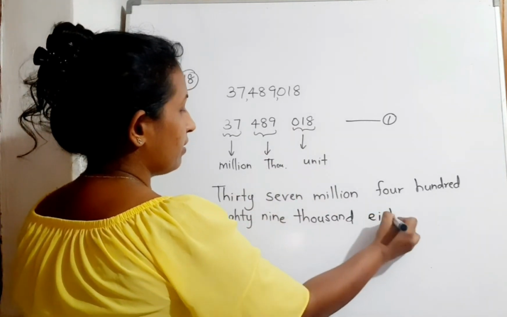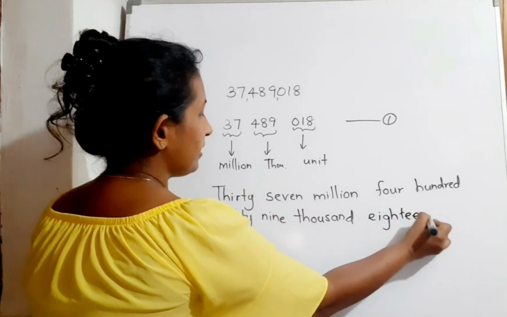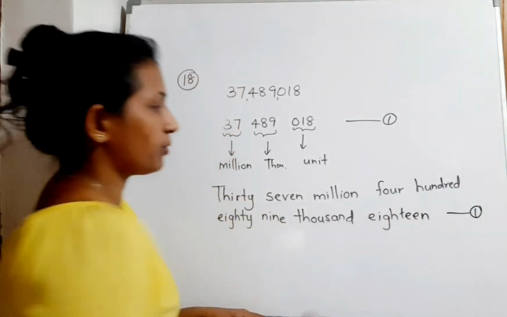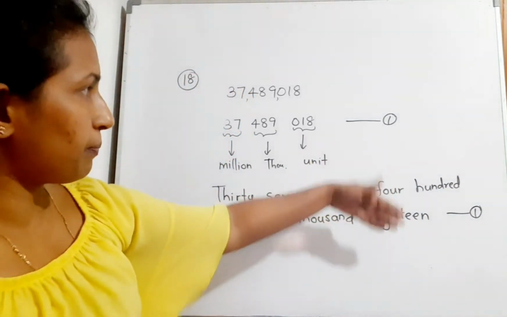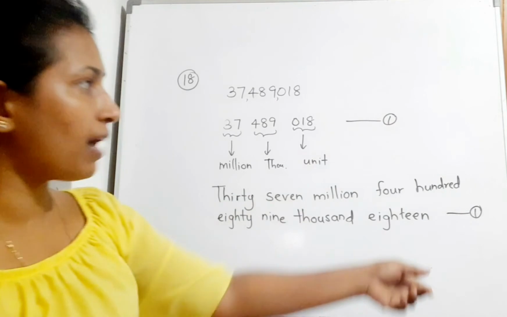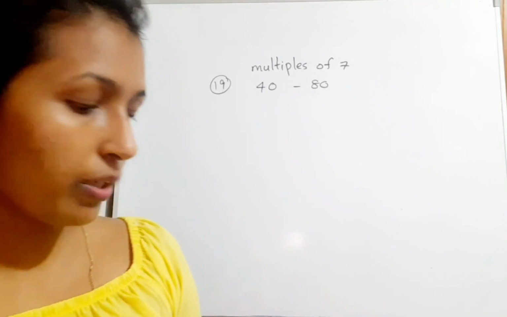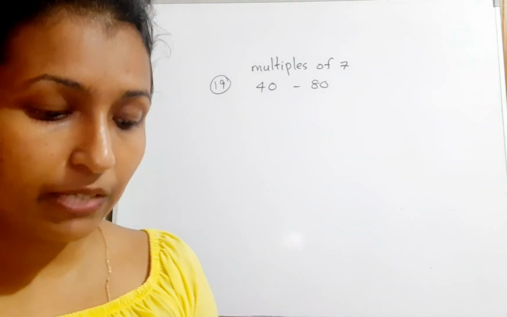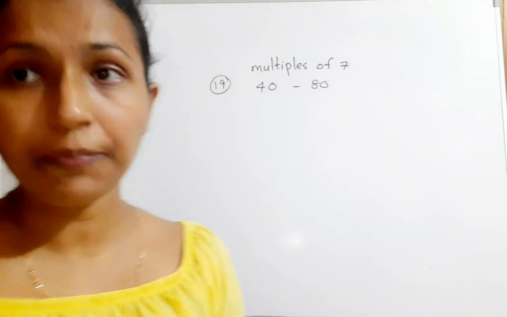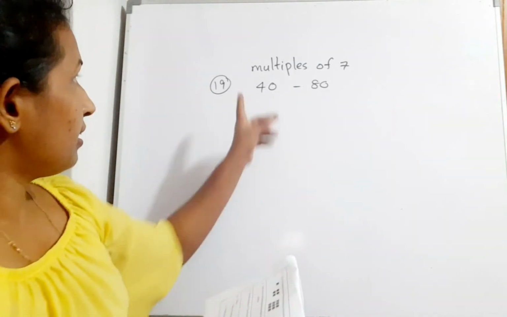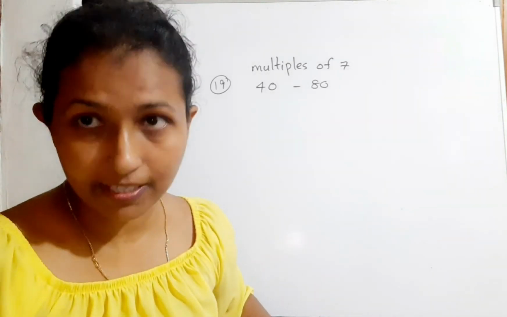1 mark for that part. 1 mark here, 1 mark here, 2 marks will be given for that question. In question number 19, write the multiples of 7 between 40 and 80. How to get the multiples of 7?